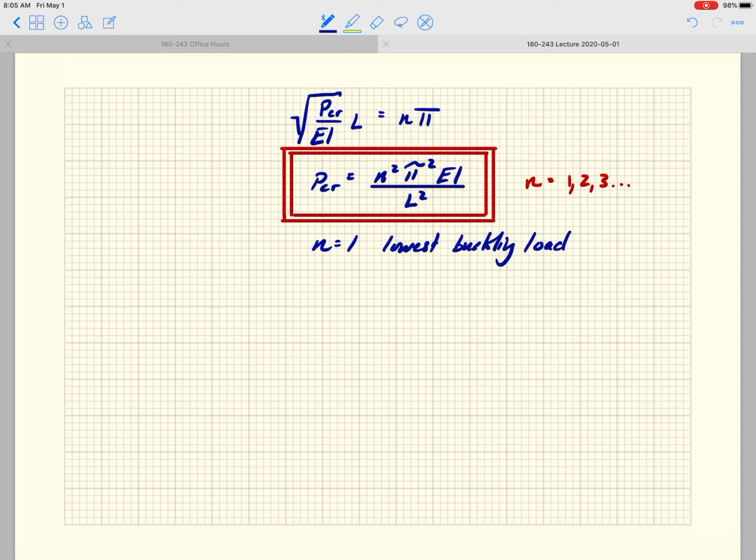I don't care if this thing is going to buckle at a higher buckling load, because once I get to P critical equals pi squared EI over L squared, meaning n is 1, then the structure's already buckled. So if I'm going to draw kind of what happens here, let me draw a few of these guys.